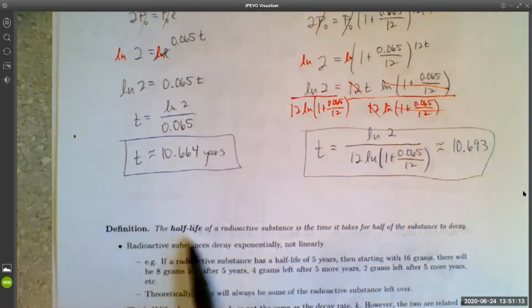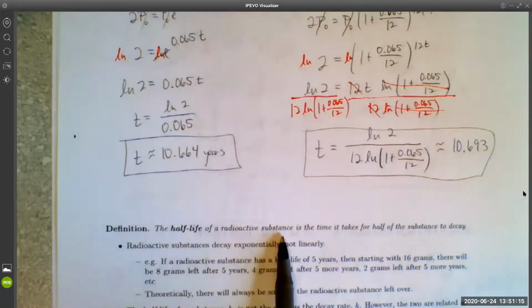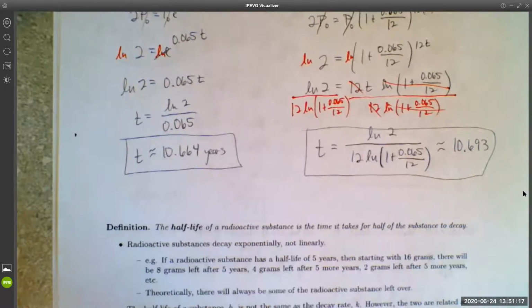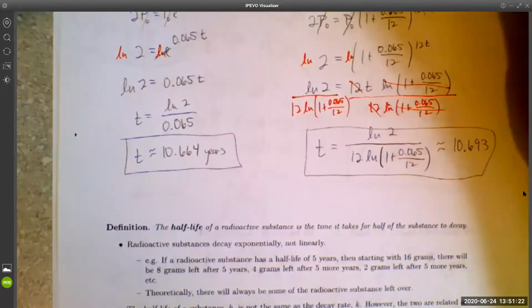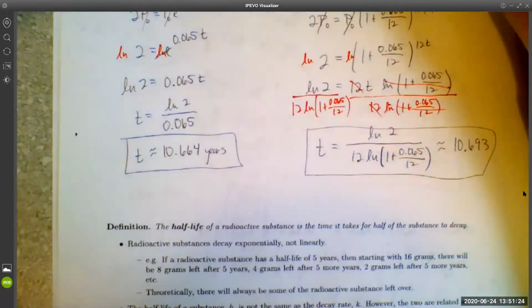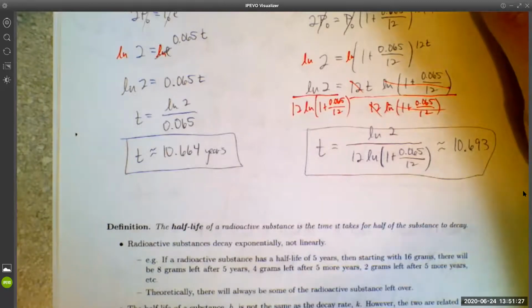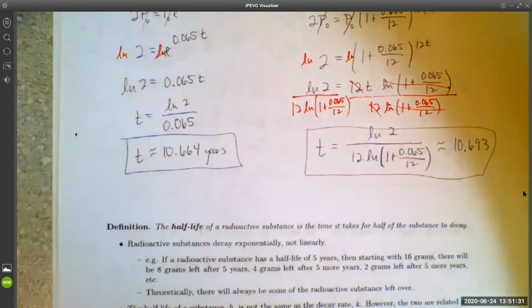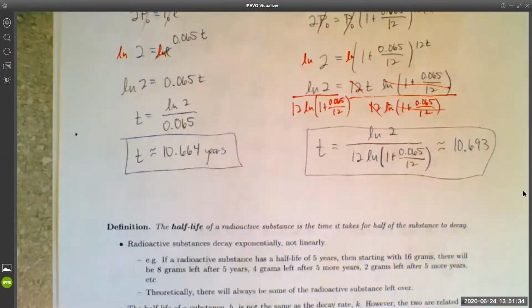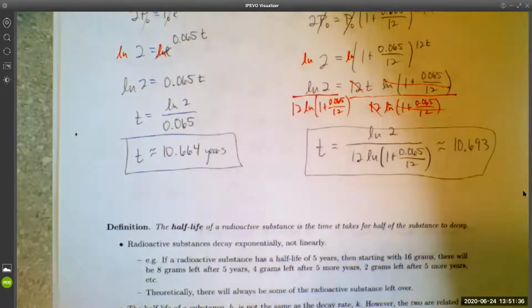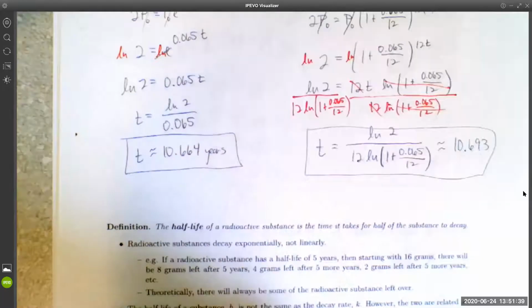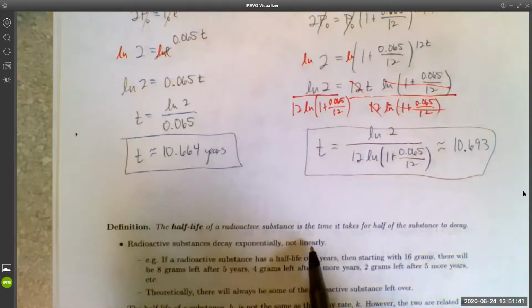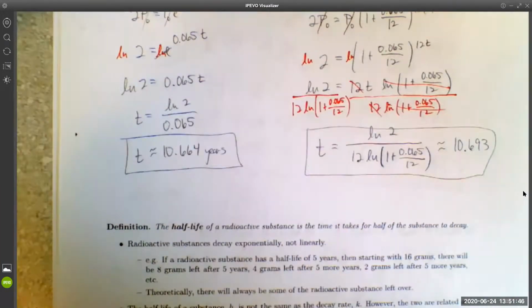The half-life of a radioactive substance is the time it takes for half of the substance to decay. Which may lead you to think, okay, so let's say it takes 5 years for half of a radioactive substance to decay. Then it takes 10 years for the whole thing to decay, right? But that's not correct. That would be true if radioactive substances decayed linearly, but they don't decay linearly, they decay exponentially, right?